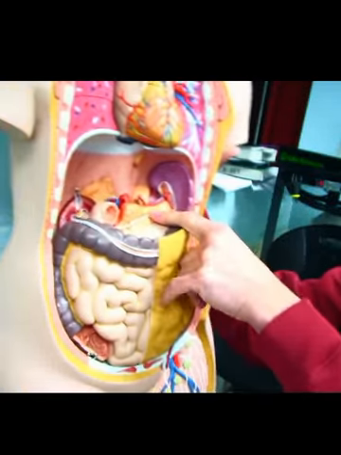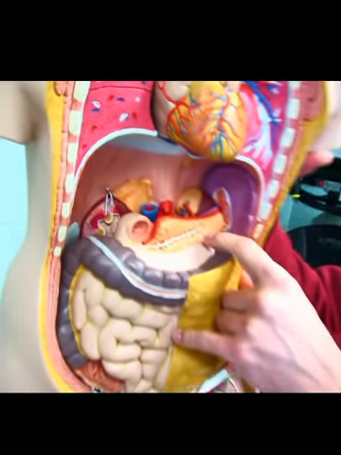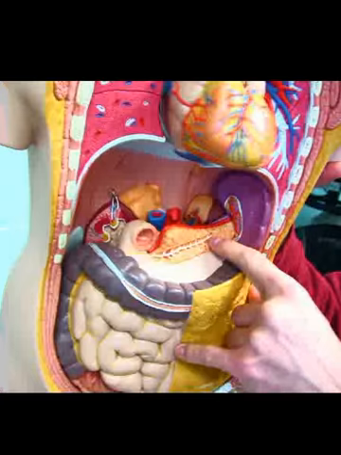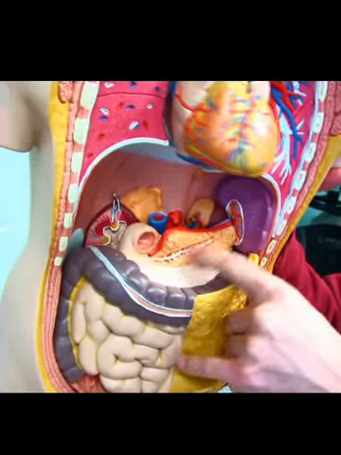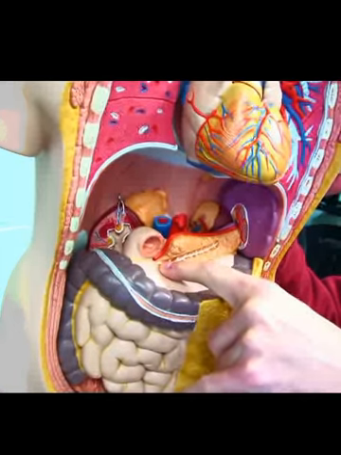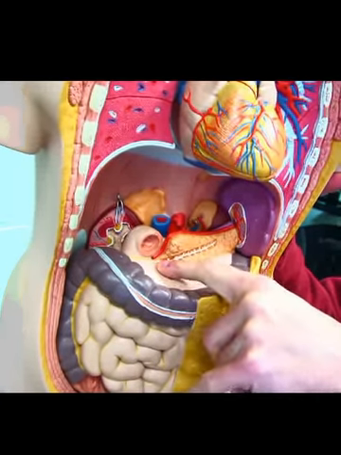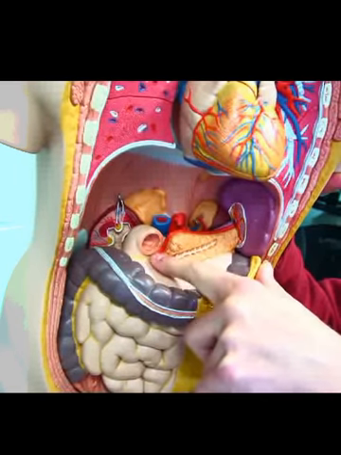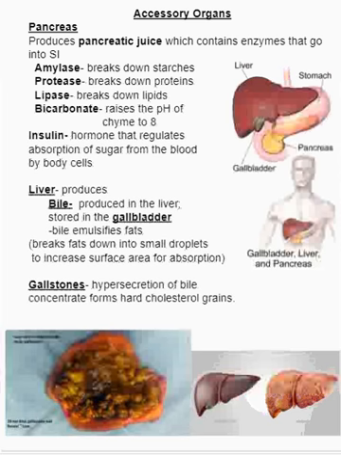You can just barely see it here, but you can see the pancreas here, right? And that white line through there is the duct that the pancreatic juice flows through as it dumps right into the small intestine.